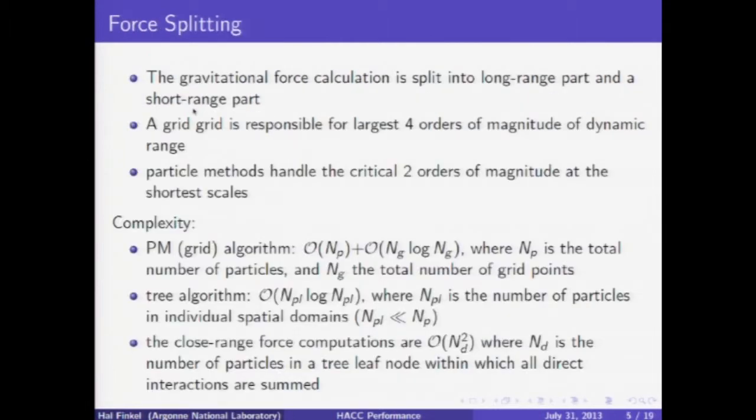The way this turns out is that the largest, like 4 orders of magnitude, are handled by the long-range solver. And the inner 2 orders of magnitude or so are handled by the short-range solver. The long-range solver is this nice n log n algorithm, which scales as the number of grid cells in the grid. Then we have tree algorithms, which are also n log n, but those scale with the number of particles. And then we have short-range interactions, which are n squared.